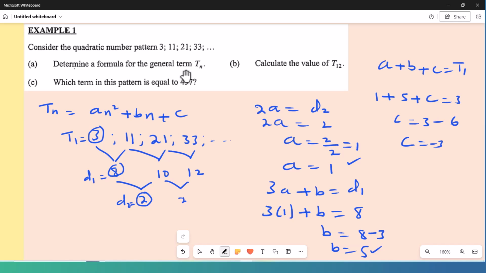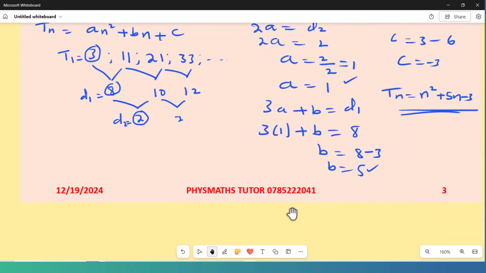So our Tn equals an squared, but our a is 1, which is 1n squared. Our b is 5n, and then our c is minus 3. So that's how we find it. Hope we are together. If you have any question, please don't hesitate to contact us on this number 0785 222041.